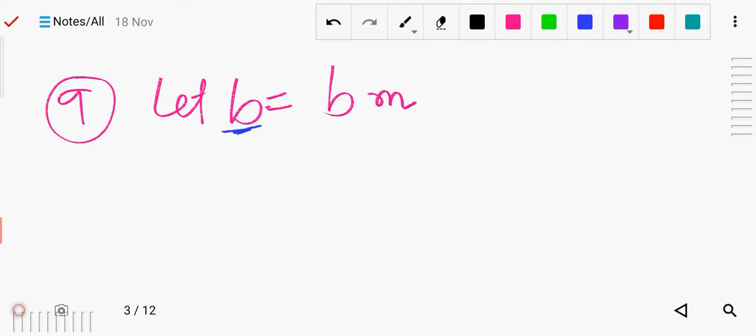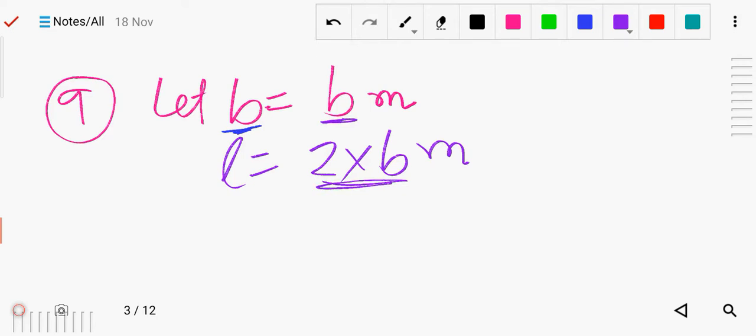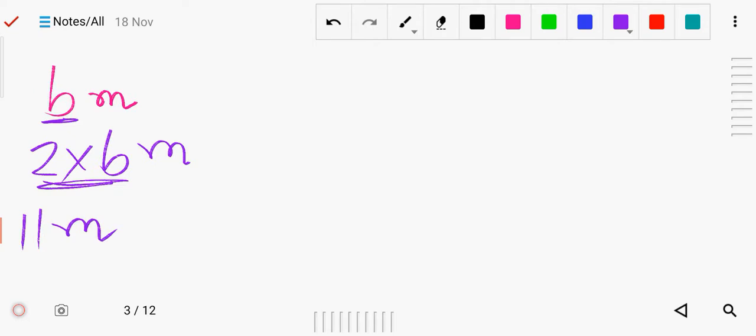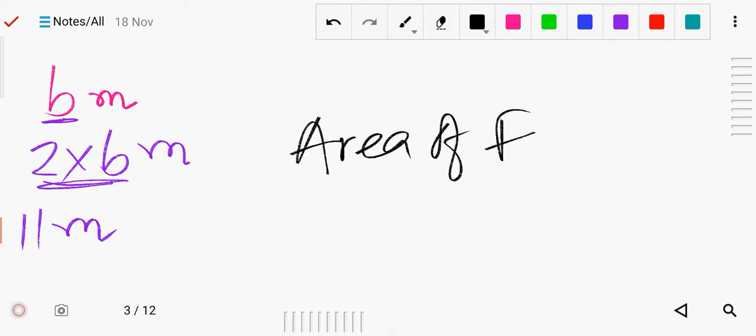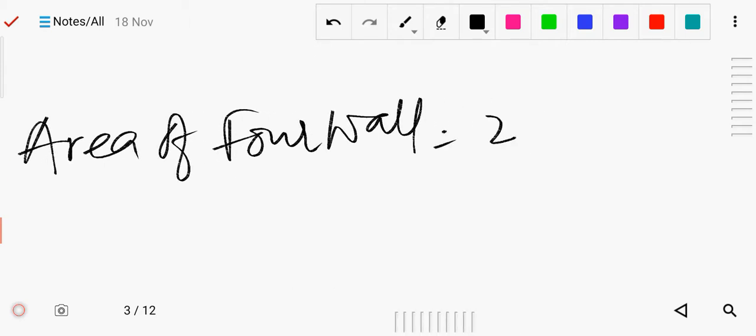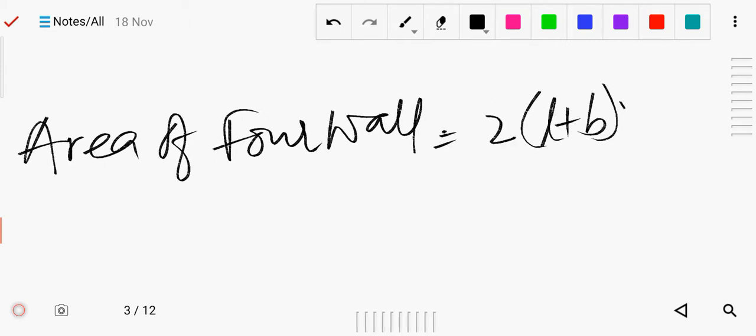Now L will be, in the question it is given L is 2 times the breadth. So 2 times breadth means 2 into b meter. Now height is given as 11 meter. Now we can find the area. We have to find the area of 4 walls, not the surface area. What is the area of 4 walls? 2 into (L plus B) into H.